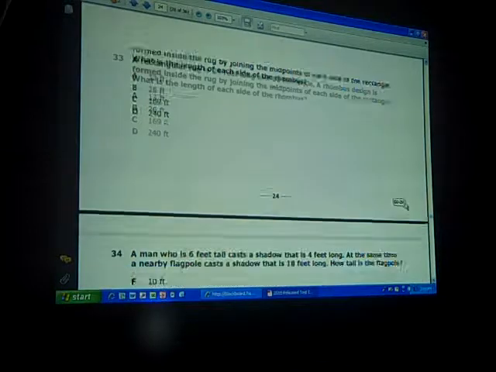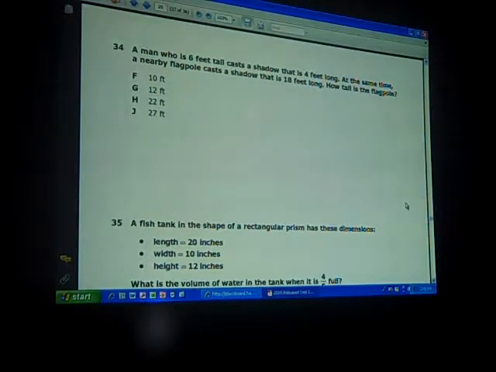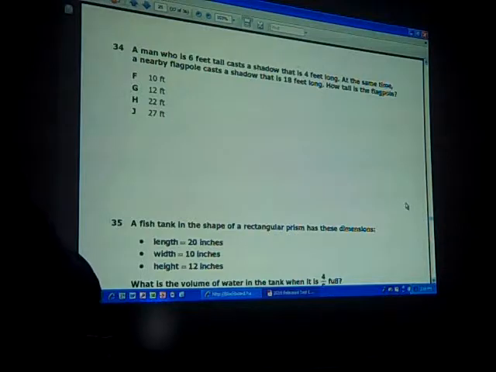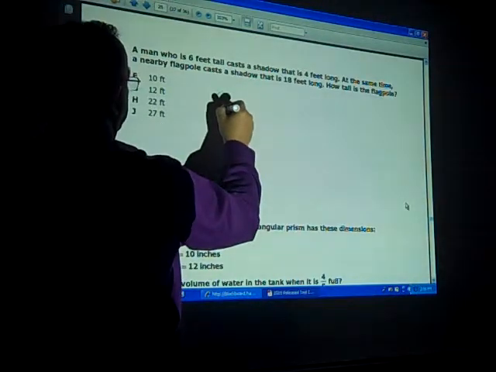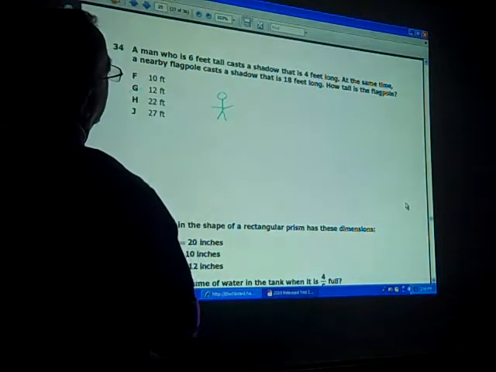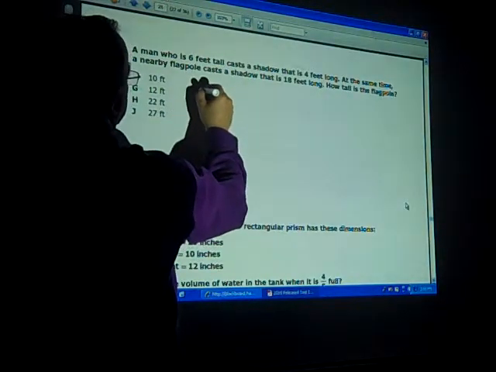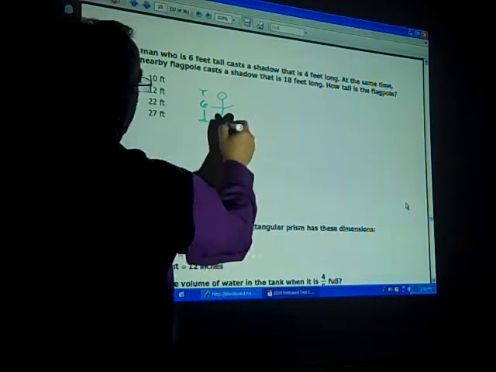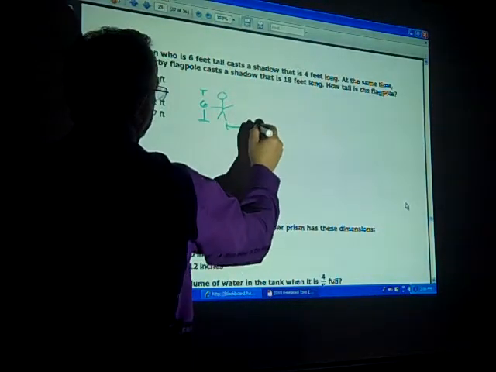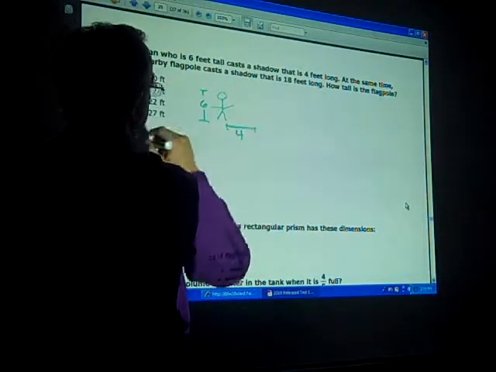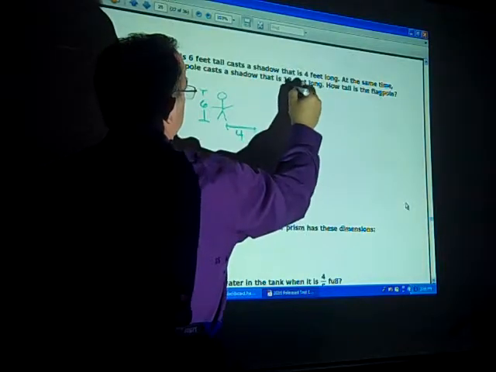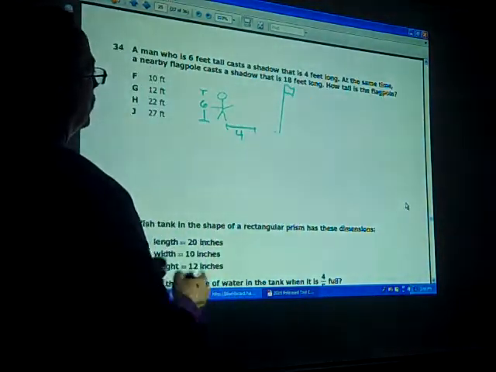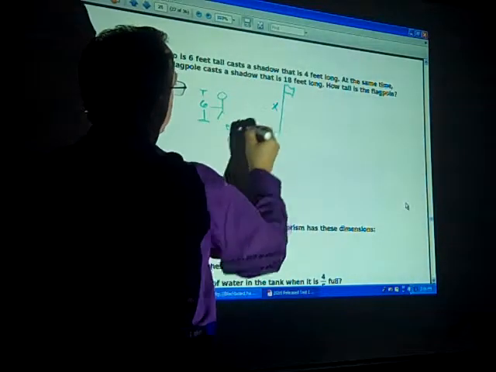34. Man is 6 feet tall, casting a shadow 4 feet long. At the same time, a nearby flagpole casts a shadow of 18 feet long. How tall is the flagpole? All right. You can just set up the proportions. I like to draw pictures. I don't get to draw stick figures very often, so you have that. He's 6 feet tall, so 6 would go here. His shadow, which would be on the ground, I guess that would be shorter, is 4 feet long. Got a flagpole next to him. Let's see, something like this. Flagpole, we don't know how tall that is, so there's your X.